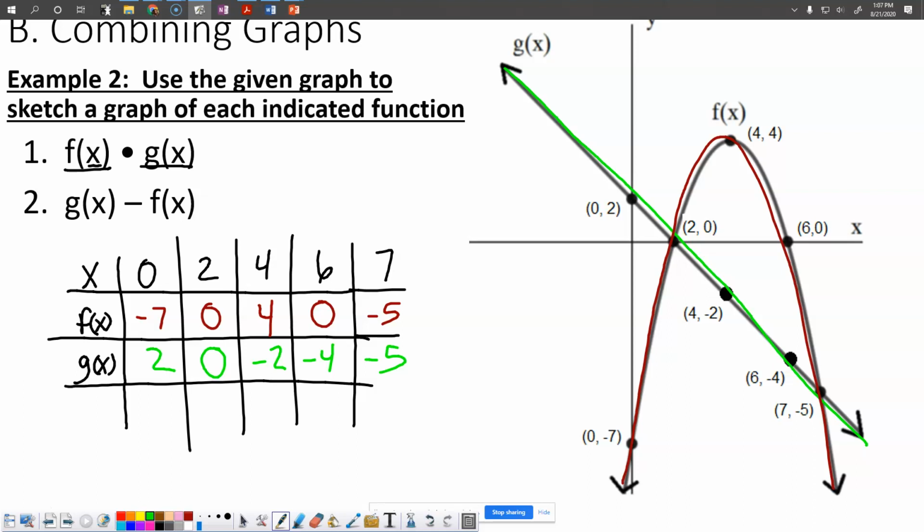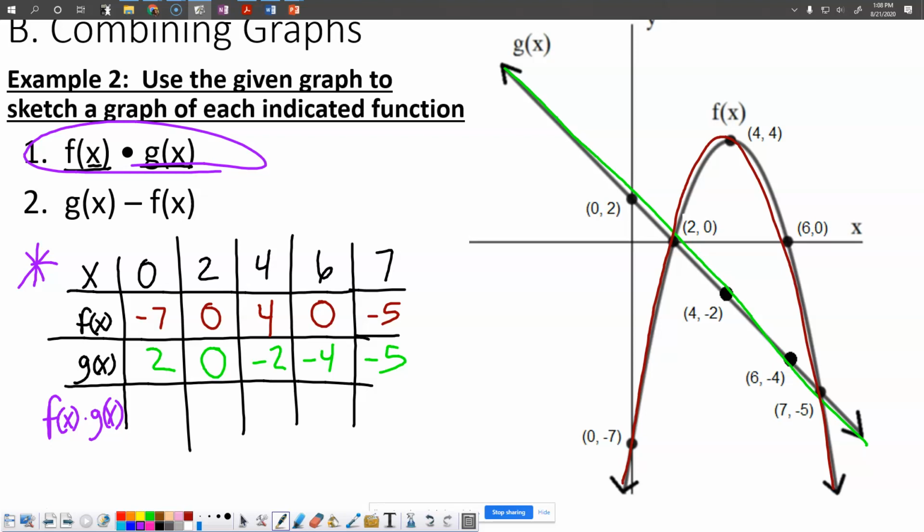So now I'm going to do number 1. The first thing I did was I made a table, okay? And now I'm going to do the f of x times g of x function, because they want me to graph that one. So we have the graph of f, we have the graph of g. They want me to graph f of x times g of x.